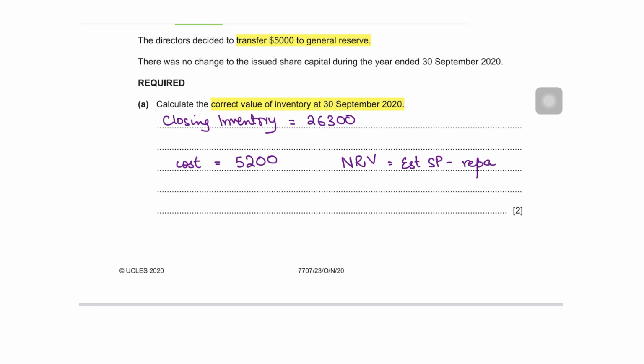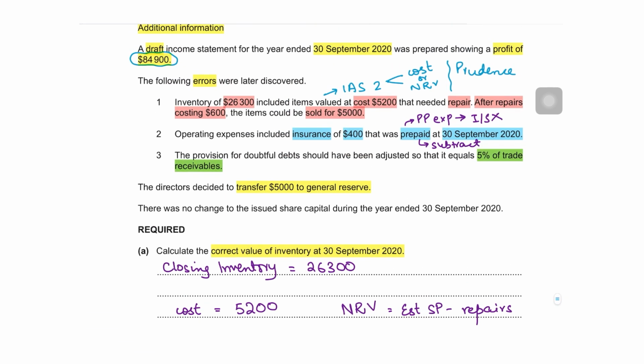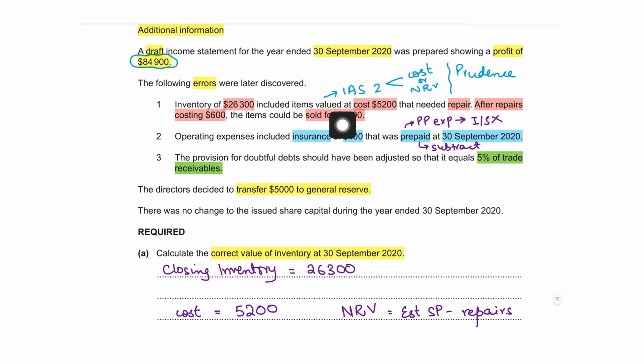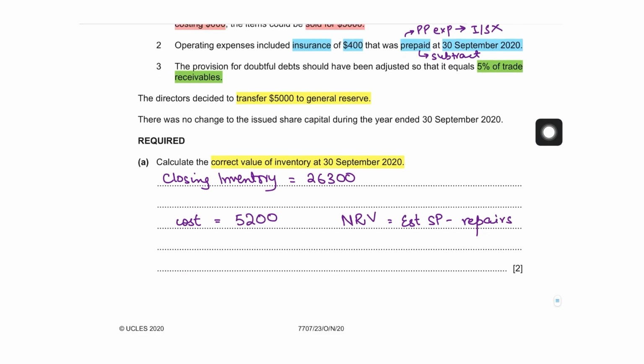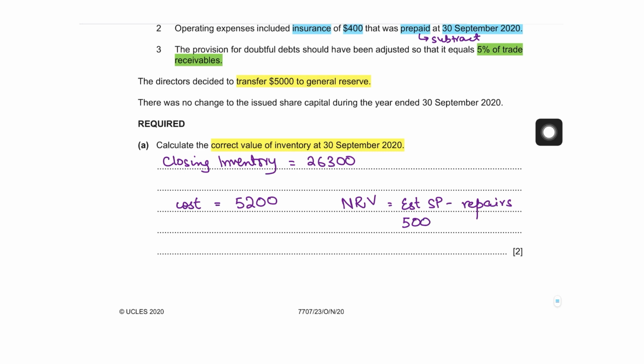So in this question we have repairs costing 600. The items could be sold for 5,000. So the estimated selling price is 5,000 minus 600 repairs cost. This means that the NRV would be 4,400. So we have to compare the cost with the NRV, and whichever of the two is lower, we'll be taking that value. Which one is lower? The NRV is lower, of course. So we'll be considering NRV.